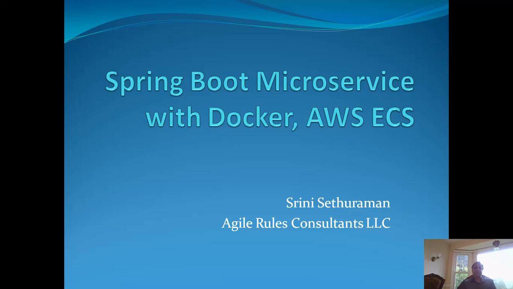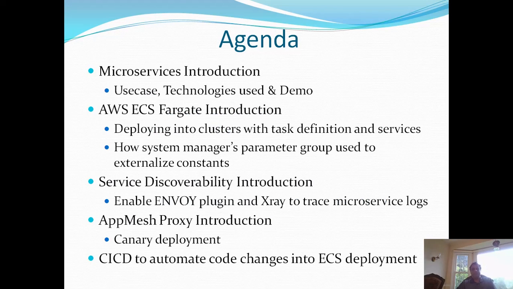Today we are going to talk about Spring Boot microservices with Docker and AWS ECS. I'm trying to have this kind of an agenda. First is microservices, what it is. Then we are going to define a use case. It's a little complex use case, one to many, where a composite microservice will call two other microservices so that it's more realistic, and what are the technologies to be used for that, and a demo.